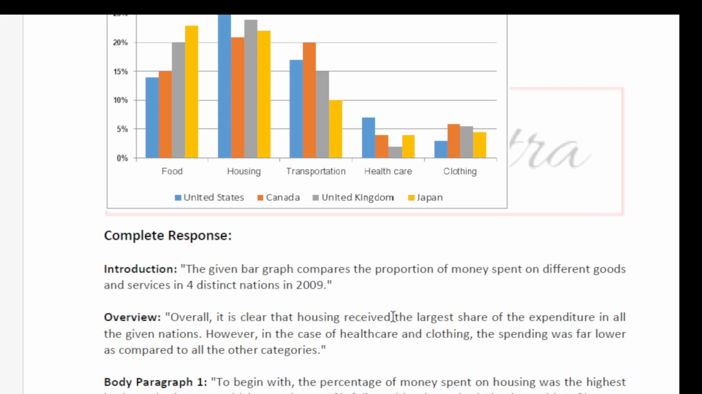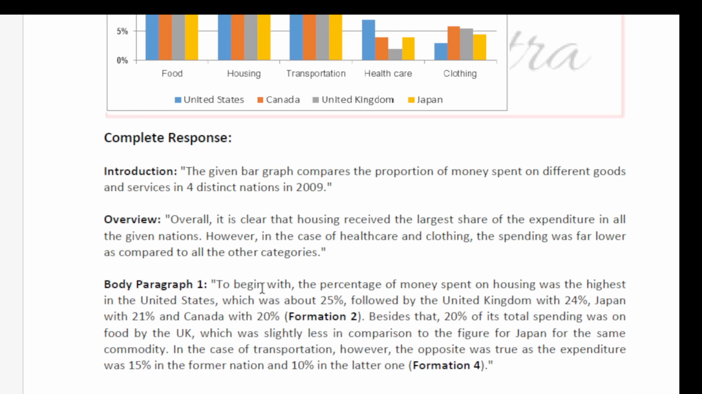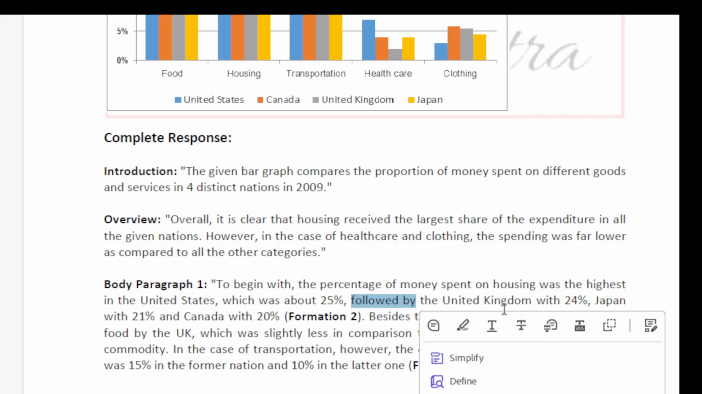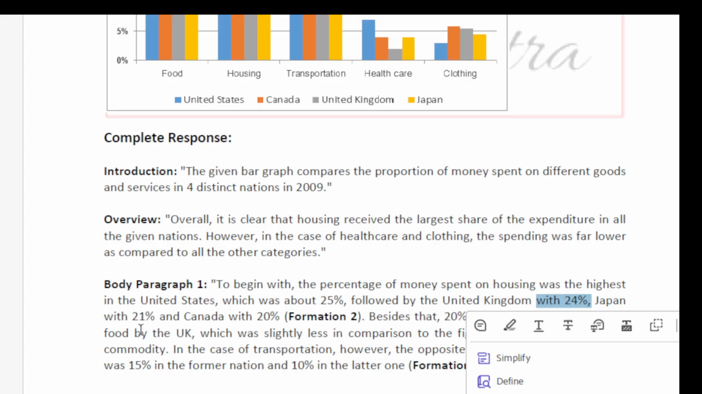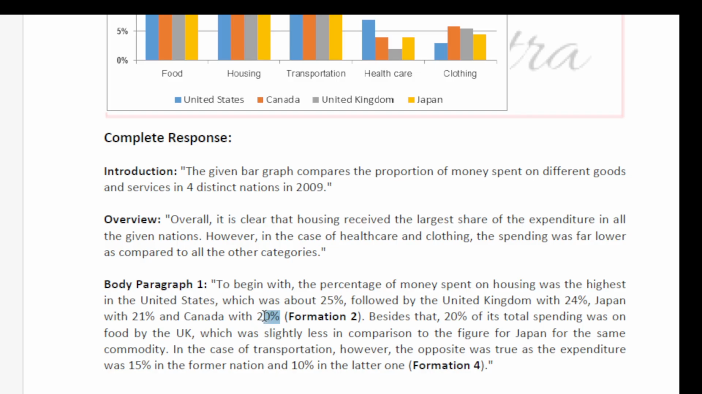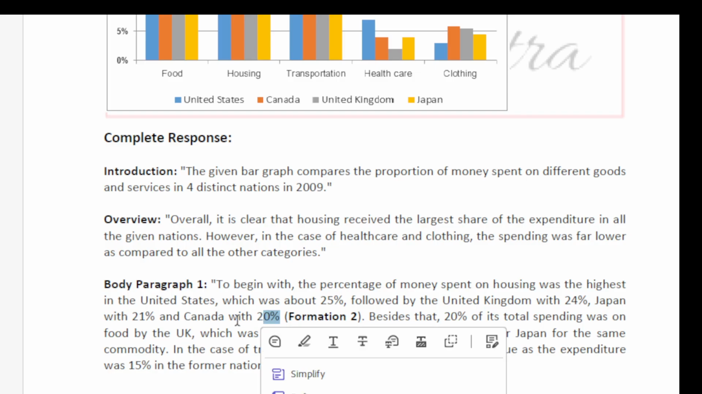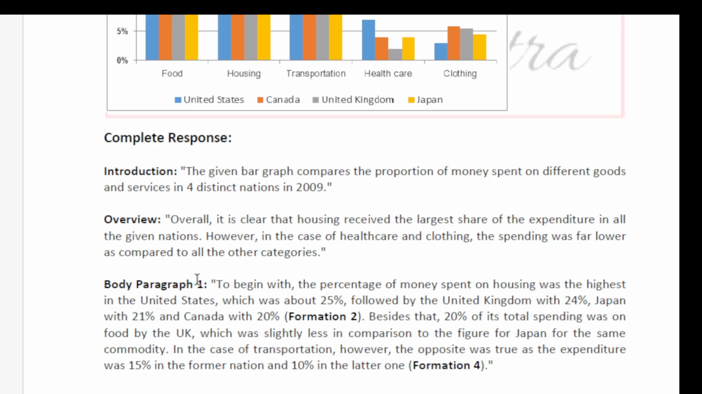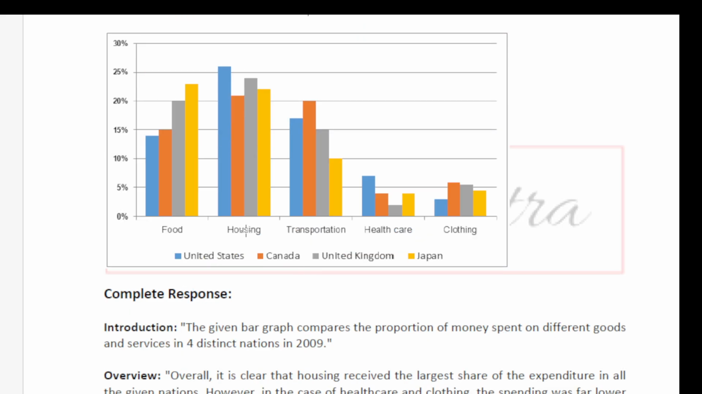For example, in this case we can write: to begin with, the percentage of money spent on housing was the highest in the United States, which was about 25%, followed by the United Kingdom with 24%, the second highest, Japan with 21%, the third highest, and Canada with the lowest figure among all these, which is 20%. So here we are using formation number 2, the followed by formation. We just mentioned the values for housing using followed by. Now this is done, right?